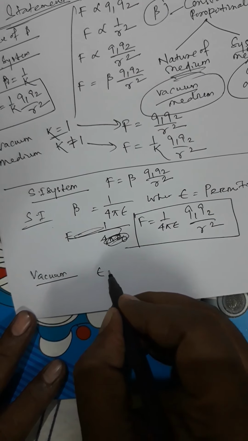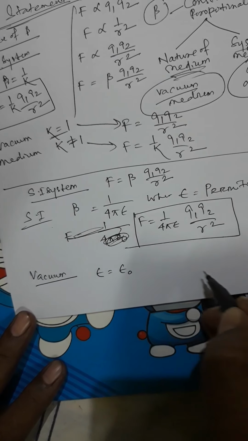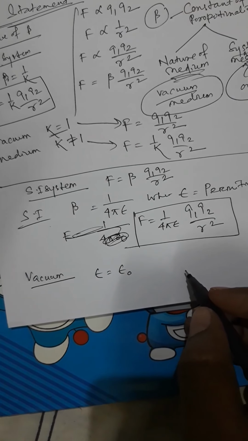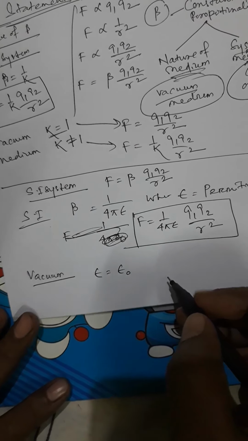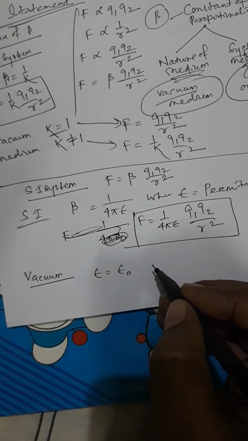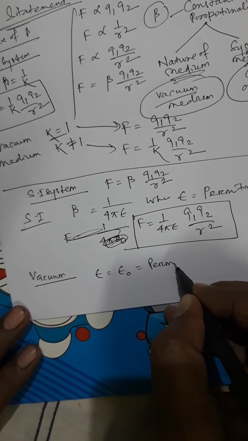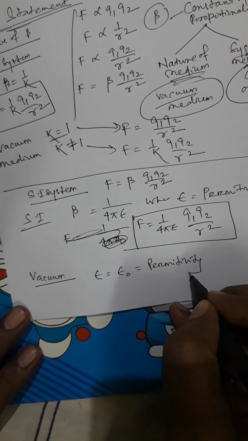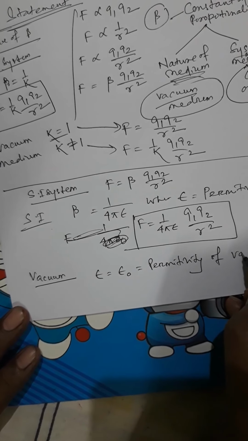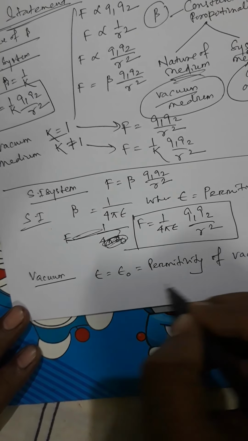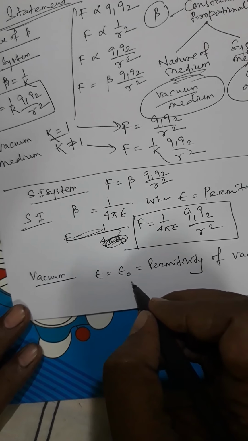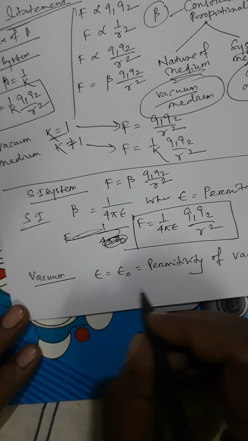In vacuum, epsilon is equal to epsilon naught. So what is epsilon naught? Epsilon naught is called permittivity of vacuum. Naught stands for no medium. That's why it is vacuum.